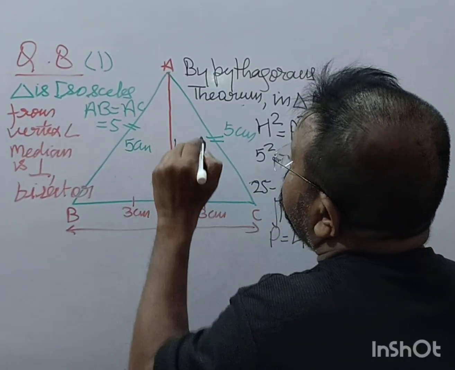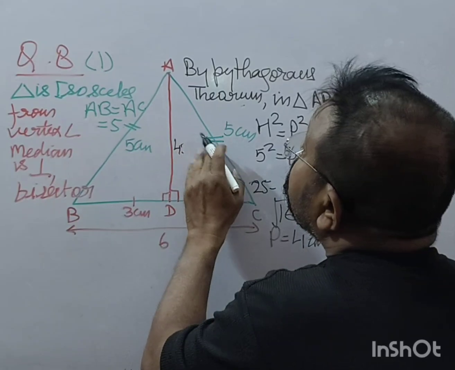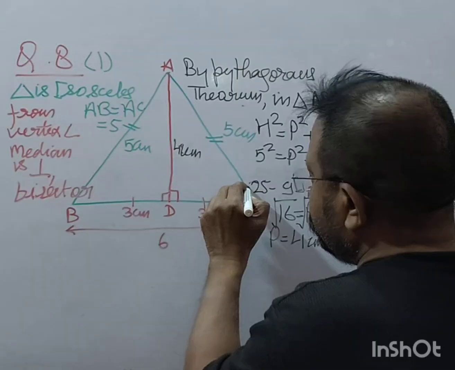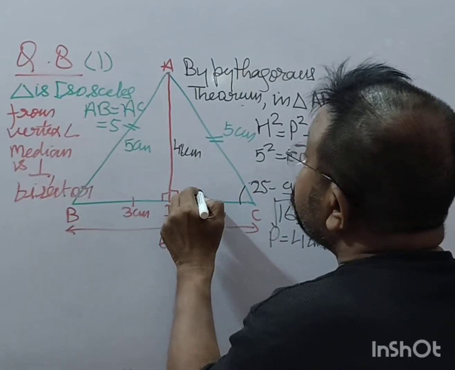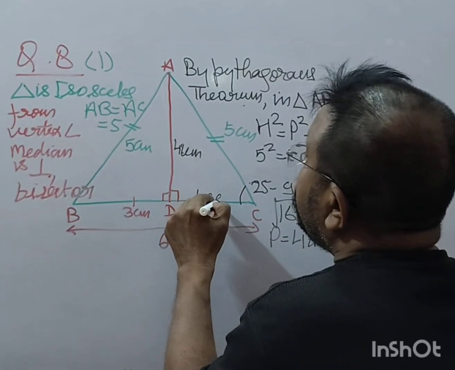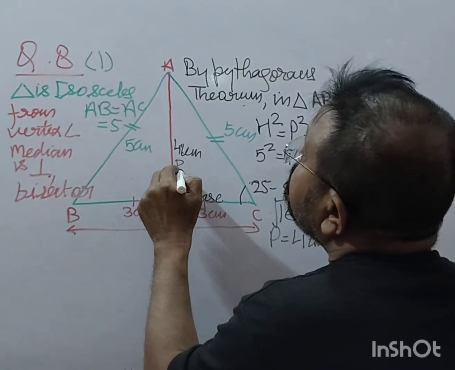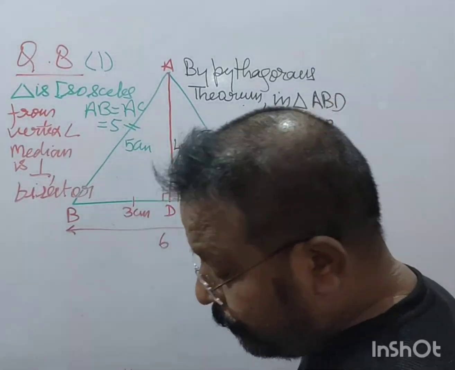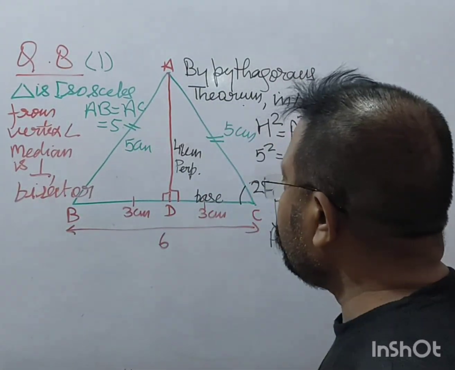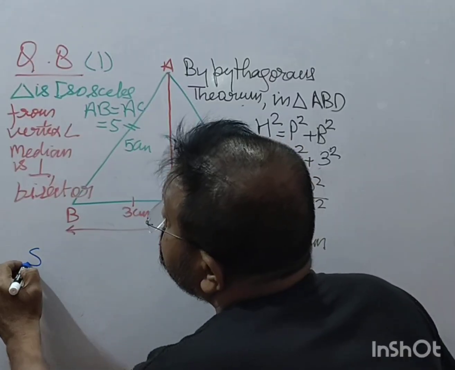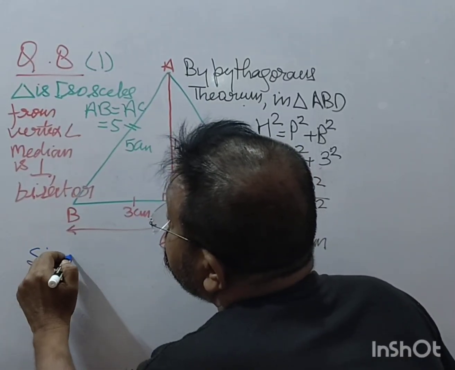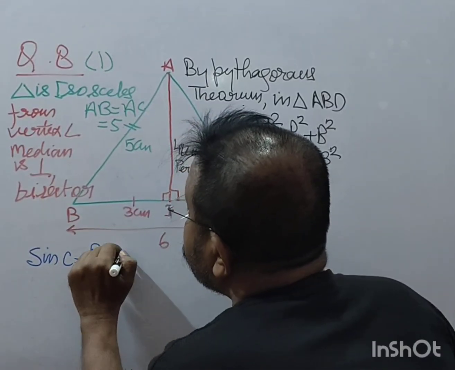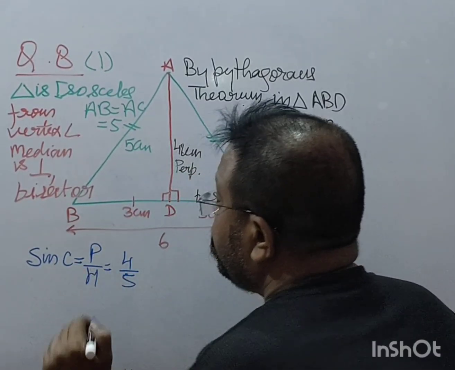Now what do you have to find? Sin C. If you want sin C, this is angle C. So this will be the base and this will be the perpendicular. Hypotenuse, you know that. So what will be sin C? Sin C is equal to perpendicular upon hypotenuse. So it becomes 4 by 5. You get it?